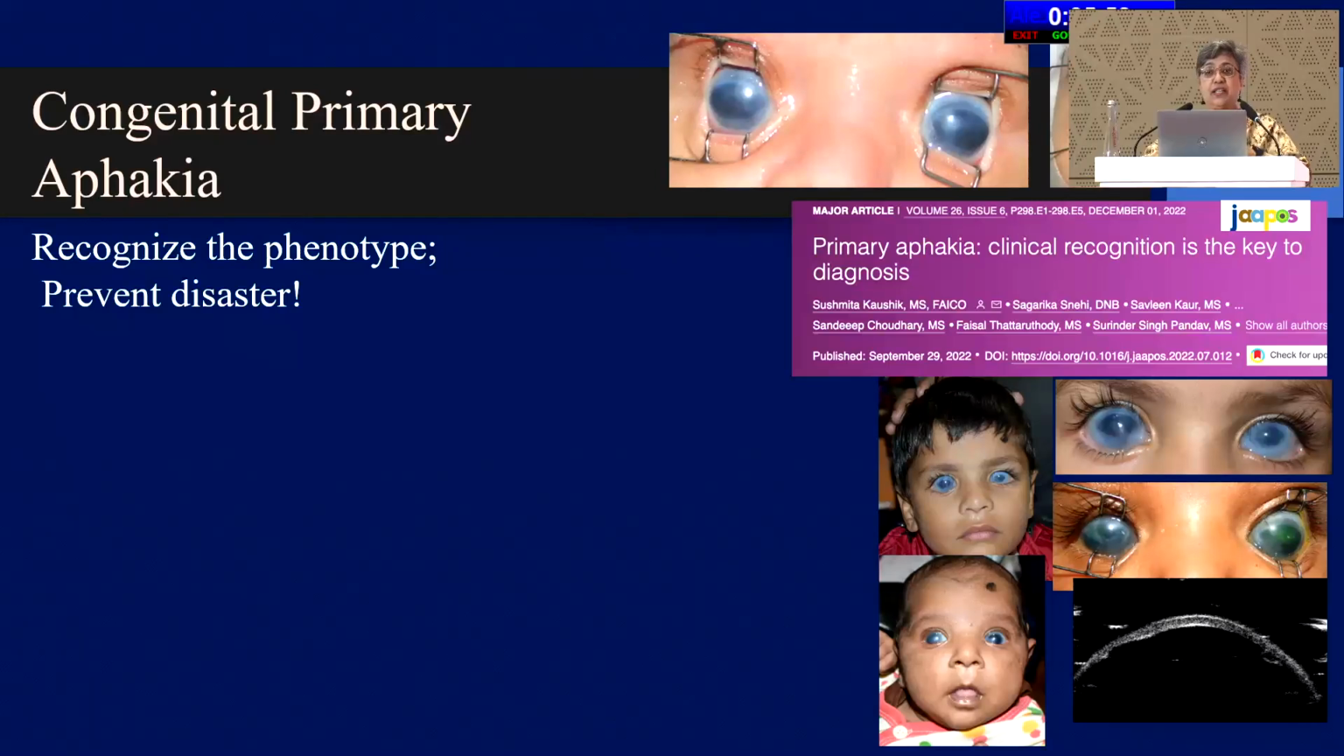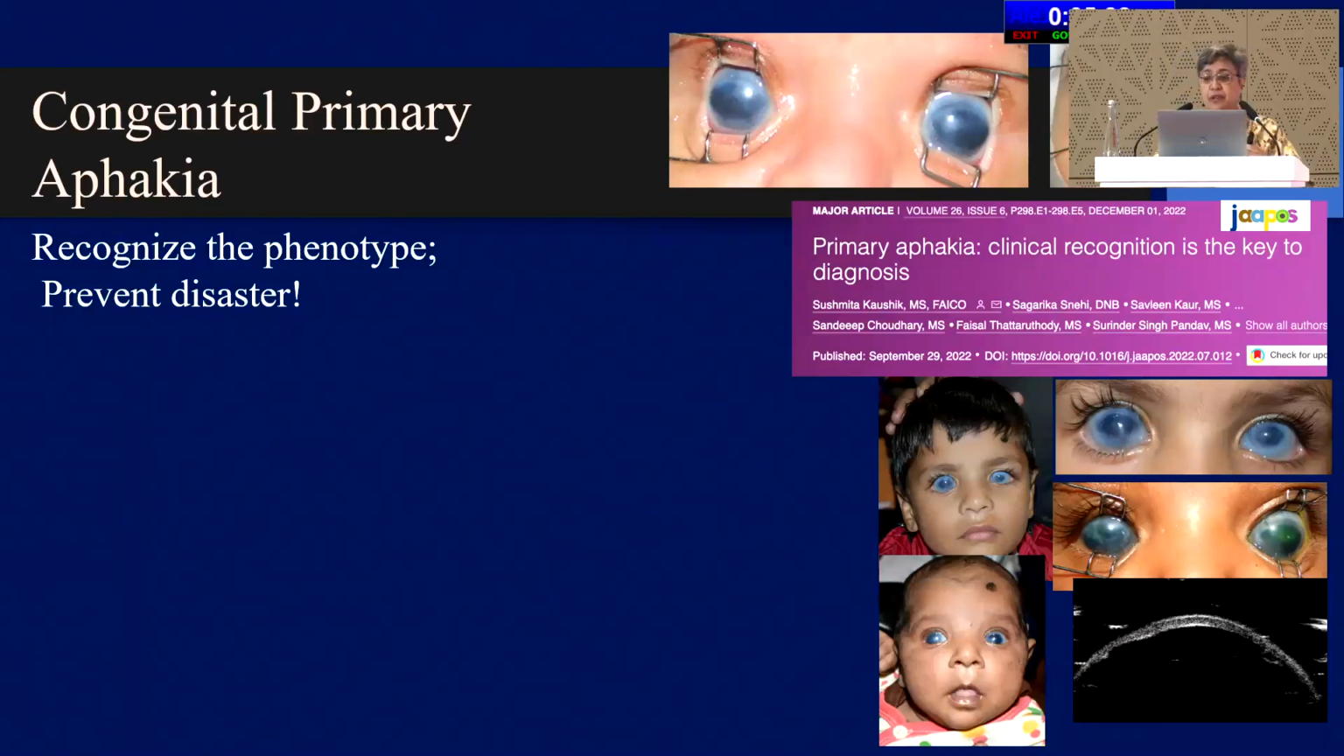Congenital primary aphakia is important to recognize, to avoid the disaster that I had before I recognized the silvery blue hue. Once you start recognizing them, you'll realize you have many, many more in your clinic. Don't just dump them as an anterior segment dysgenesis, first do no harm.